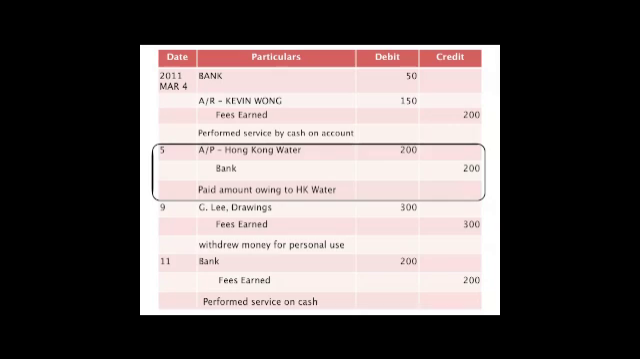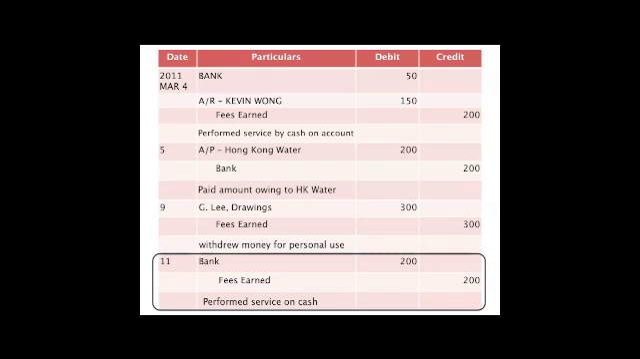Another example would be the fourth transaction, where G. Lee drawings is being debited and the fees earned is credited, which means that money is being withdrawn from its earnings, so the amount of money being drawn out will increase.